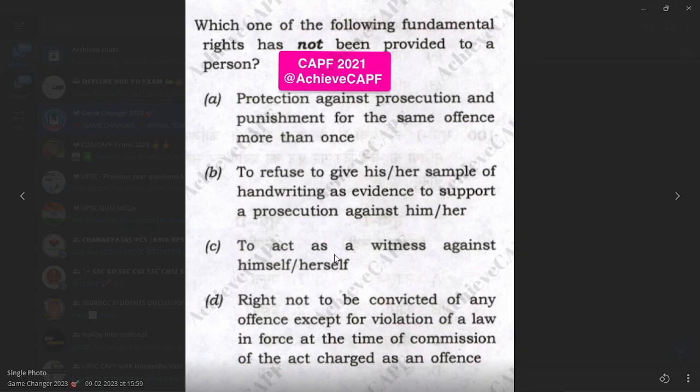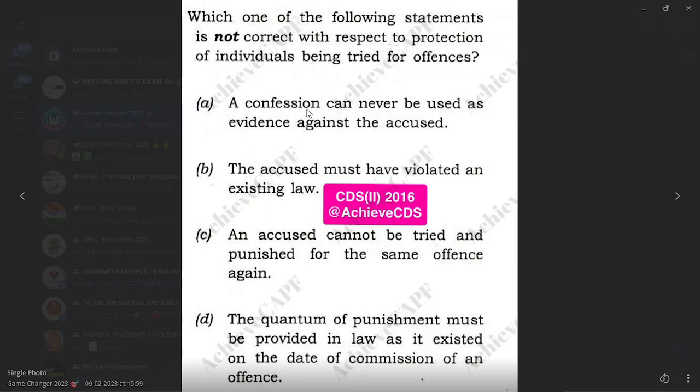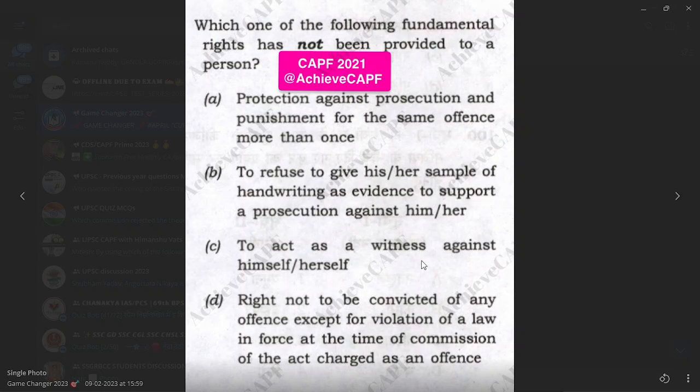Here, to act as a witness against himself or herself. That means confessing about the crime he has done. Confessing is different, and protecting him in the court is different. Confession means while police officers are doing investigation, that is the confession. While you are giving it in court, giving self, what do you call that.